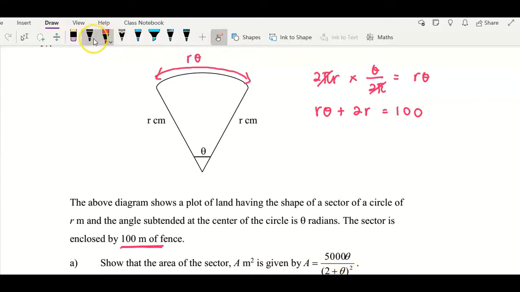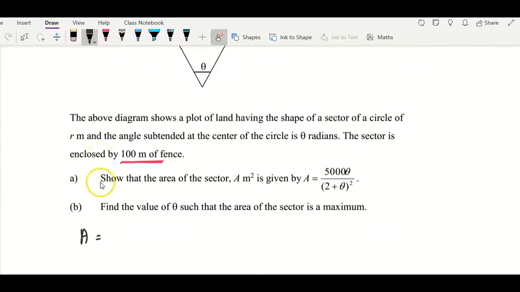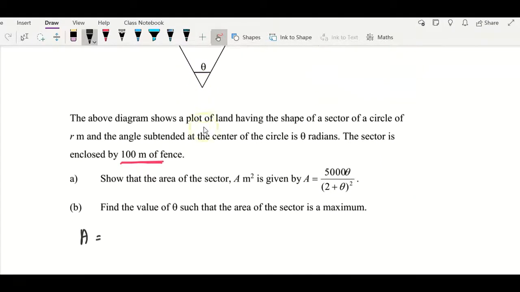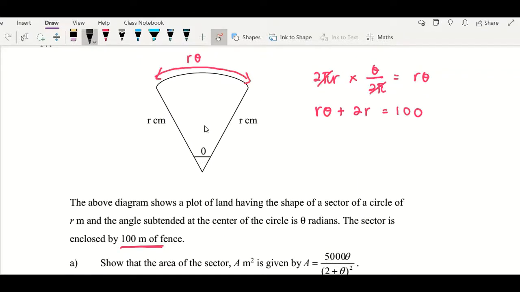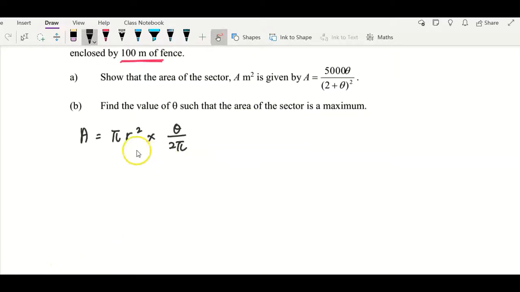So to get the area of this sector, pi r square is the area of a full circle. I have pi r square here, but this is just a sector, so the area is given by pi r square again multiplied by theta over 2 pi. And if you simplify it, just cancel off the pi, I got my r square theta over 2. This is the area that I got. My area is in terms of r and theta.